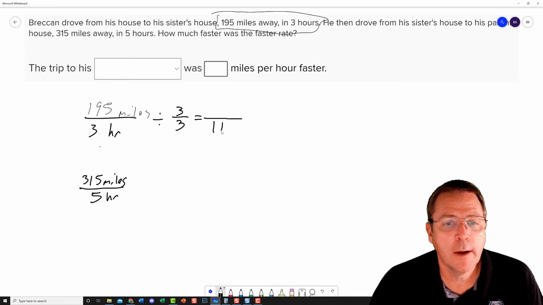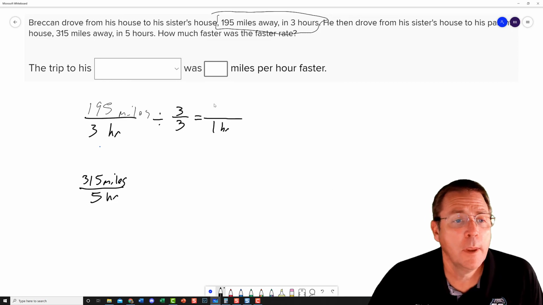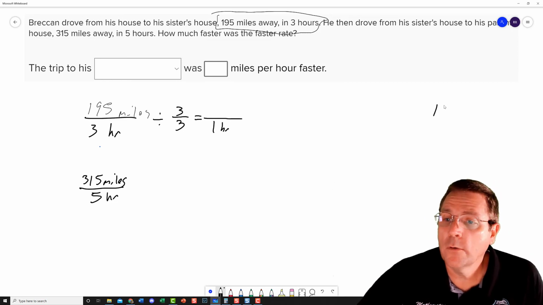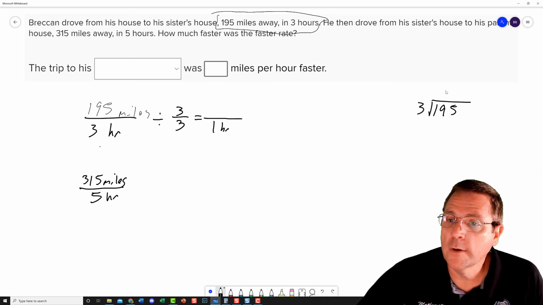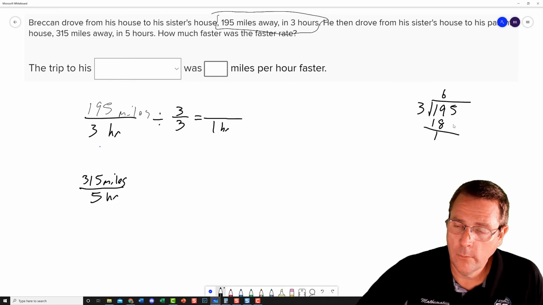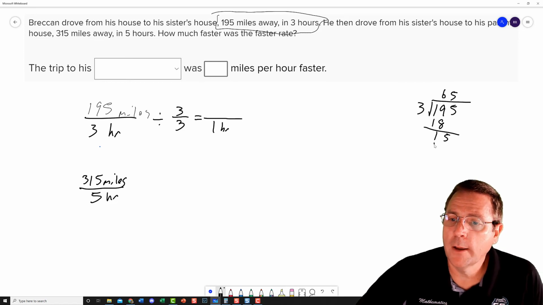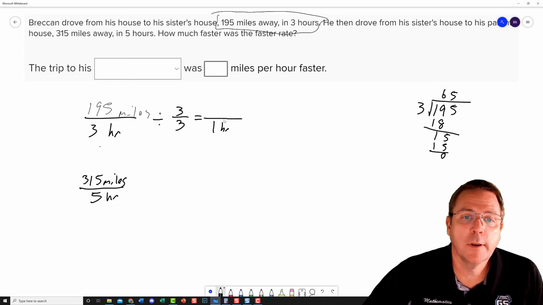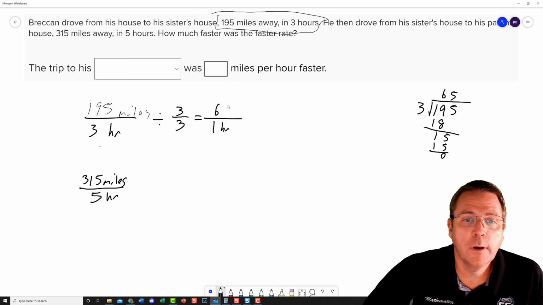And when we did that, of course 1 hour is going to be on the bottom. Let's go ahead and do our scratch work so you can see where it's all coming from. 3 goes into 19 6 times. 6 times 3 is 18 with 1 left over. Bring down the 5. 3 goes into 15 5 times, which is 15 with nothing left over. So this one is going to be 65 miles per hour.